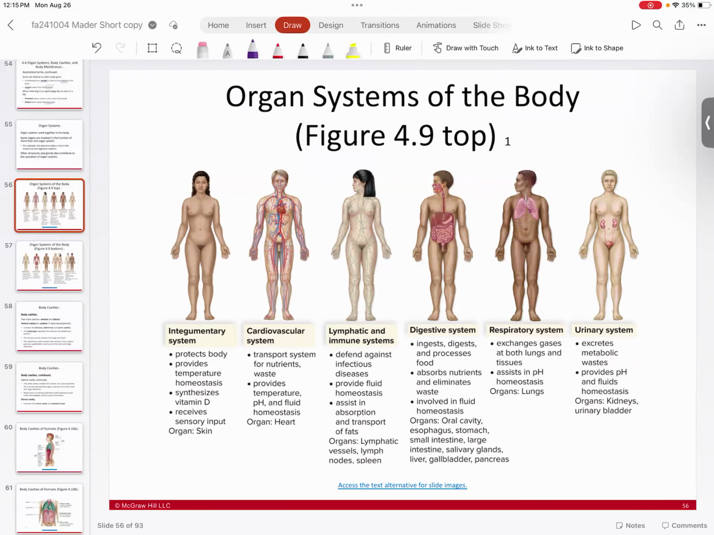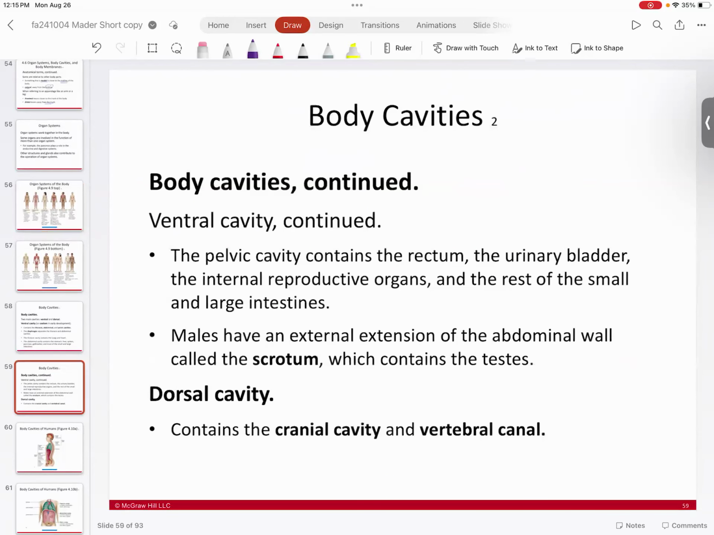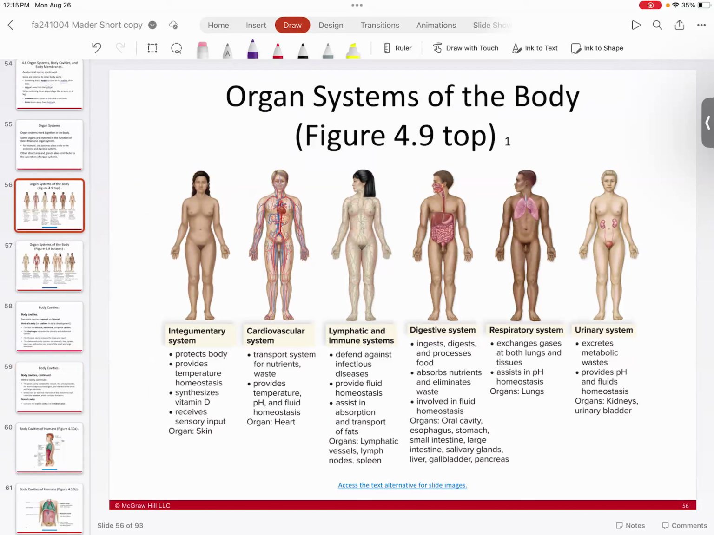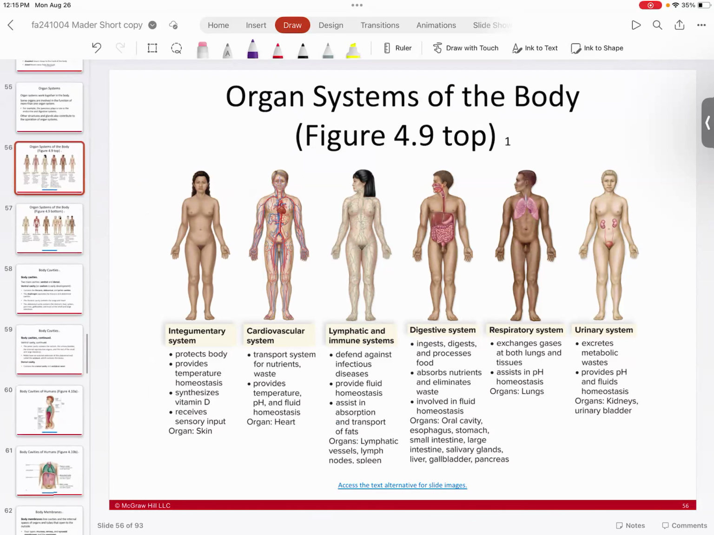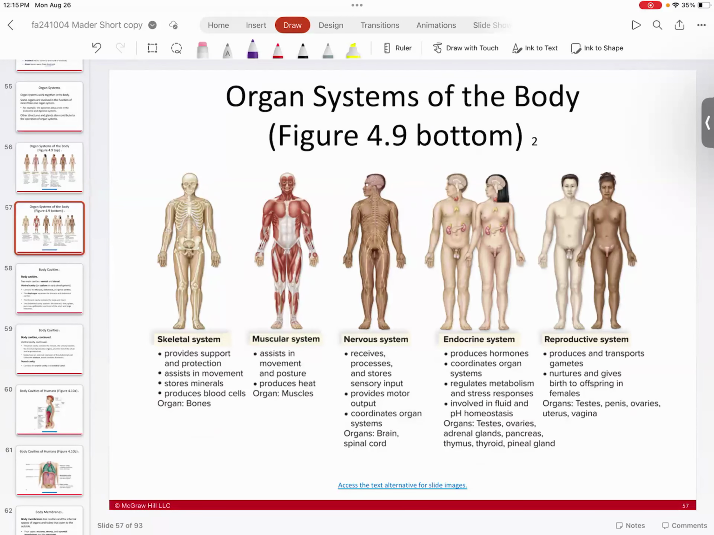We have the integument system, which basically protects the body. It's our liner. Our cardiovascular system basically transports nutrients, waste, and oxygen. We also have our lymphatic and immune system, which is associated with fluid balance and also immune system defense. The digestive system is for ingesting, breaking down, digesting, and absorption of nutrients, and elimination. The respiratory system is for gas exchange, oxygen and CO2 for the most part, and the urinary system is for excretion and elimination of waste. Our skeletal system is for support.